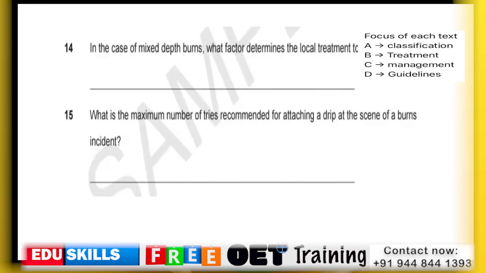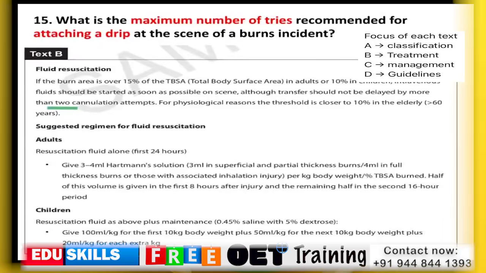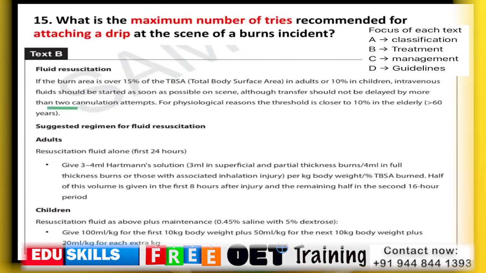So from which text is this? Text B, treatment fluid resuscitation. So let's go to text B. Text B is about fluid resuscitation. It's an initial treatment. Here it says if the burn area is over 15% of the total body surface area in adults or 10% in children, intravenous fluid should be started as soon as possible on scene. Although transfer should not be delayed by more than 2 cannulation attempts.